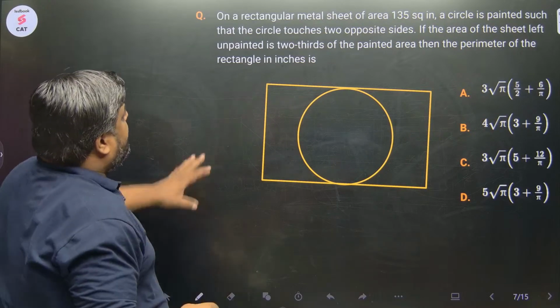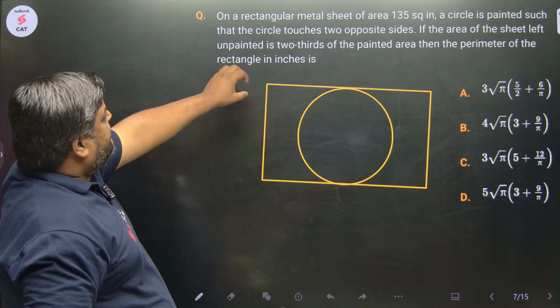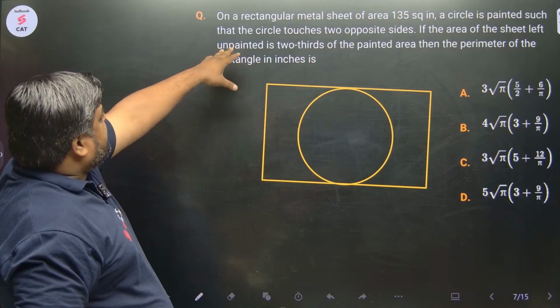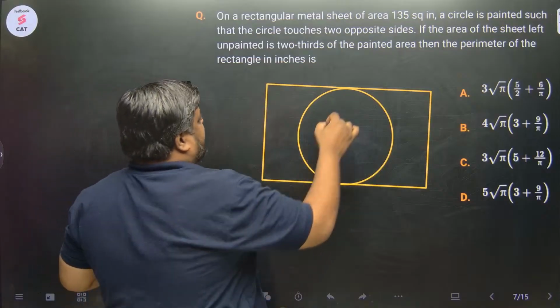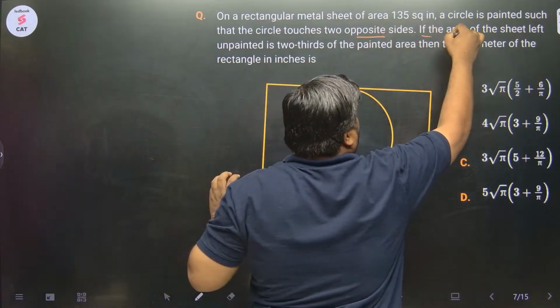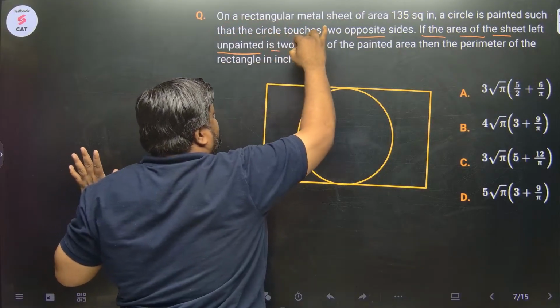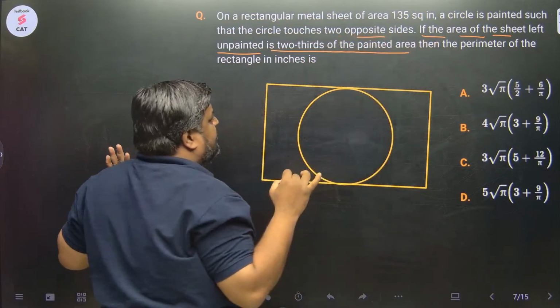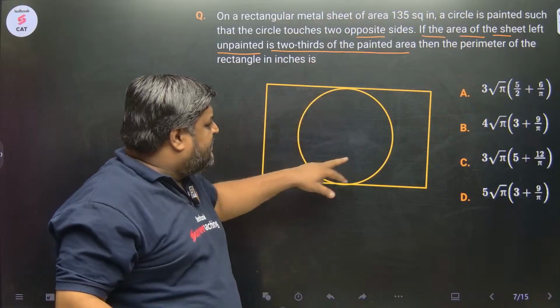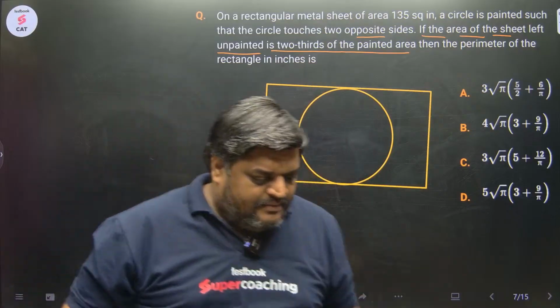What is given? The area of the rectangle is 135. A circle is painted such that the circle touches two opposite sides. Done. If the area of the sheet left unpainted is 2/3 of the painted area. What is the painted area? This circular area is painted.